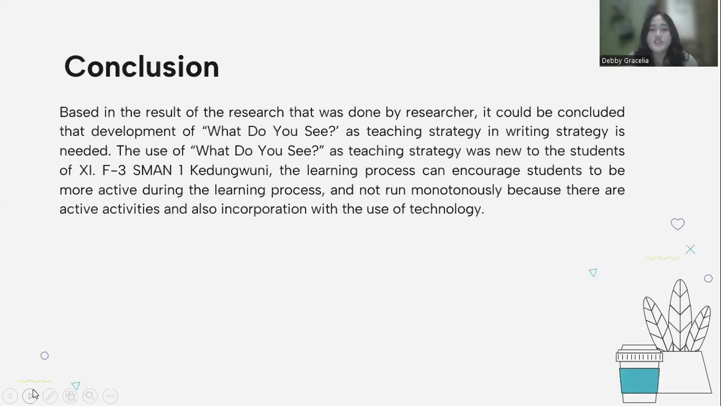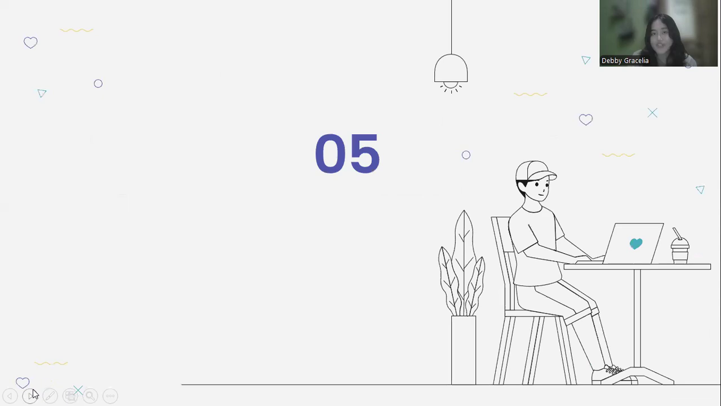Based on the result of the research done by the researcher, it can be concluded that development of What Do You See as a teaching strategy in writing is needed. The use of What Do You See as a teaching strategy was new to the students of 11F3 SMA 1 Kedung Muni. The learning process encouraged students to be more active during the learning process and not run monotonously, because there are active activities and also cooperation with the use of technology.